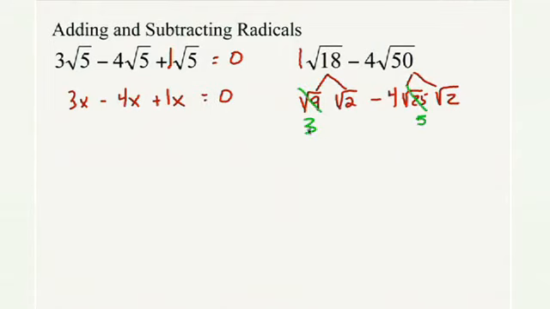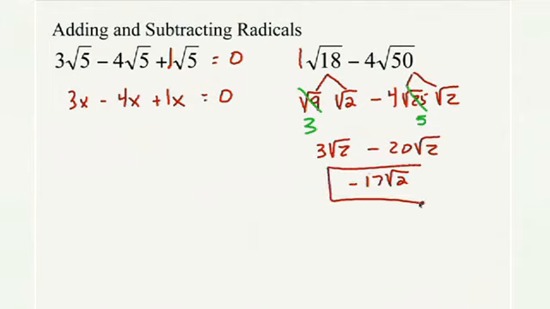Now, further simplifying this, that's a 3, and this right here is a 5. So now here's our new problem: 3 radical 2 minus 4 times 5 is 20. Carry down the radical 2. So now, just like we were doing over here, 3 take away 20 is negative 17. And you just carry down the square root of 2.